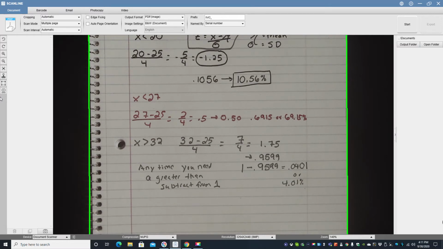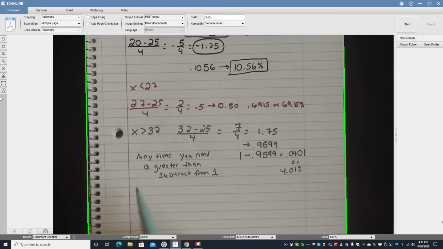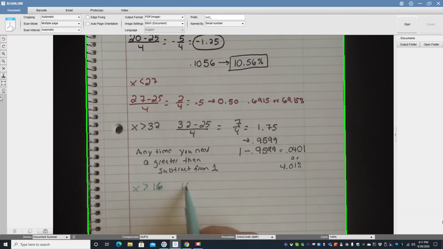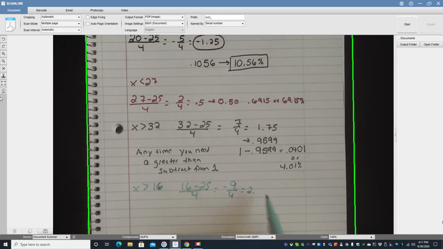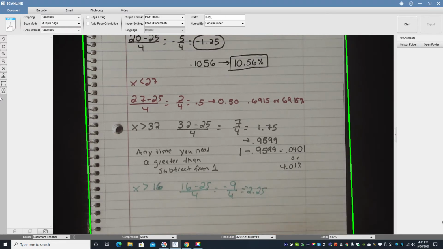Suppose I want to get greater than 16. Same deal. I'm going to do 16 minus 25 divided by 4. That gives me negative 9 over 4, which gives me negative 2.25.